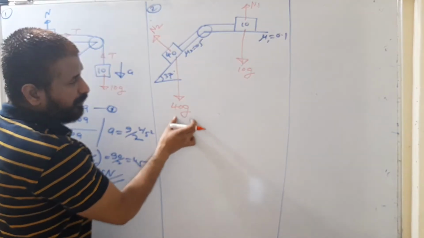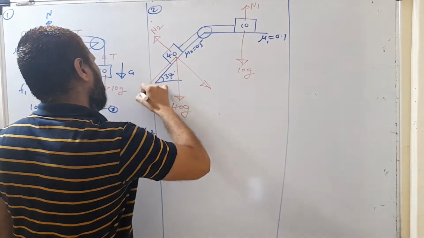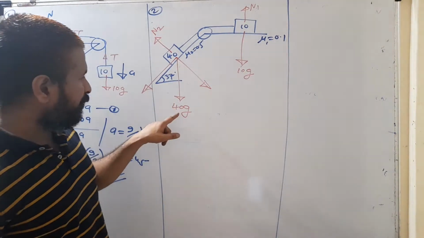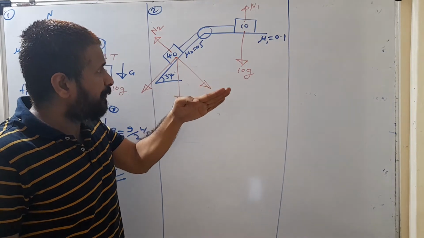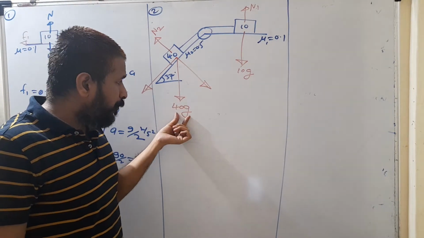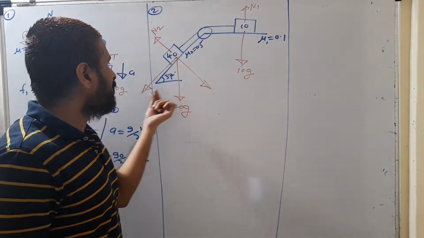So what you have to do? You have to resolve this 40g into two components: the component which is perpendicular to the normal reaction and the component which is parallel to the surface. I am going to resolve this force, its weight. The block which is over an inclined surface, I am going to resolve its weight into two components, the component which is perpendicular to the surface and the component which is parallel to the surface.